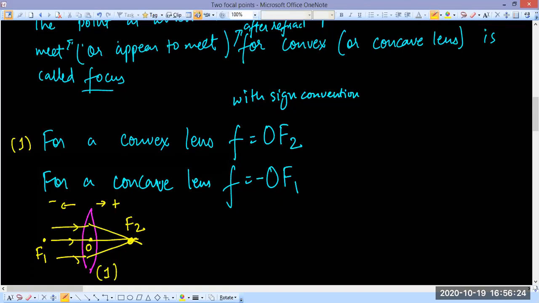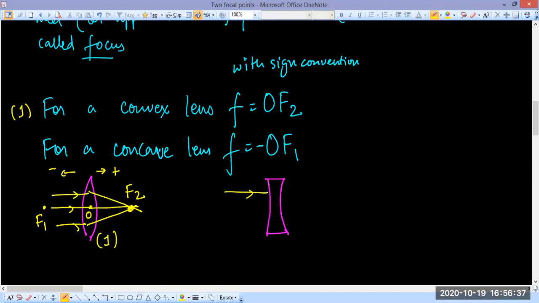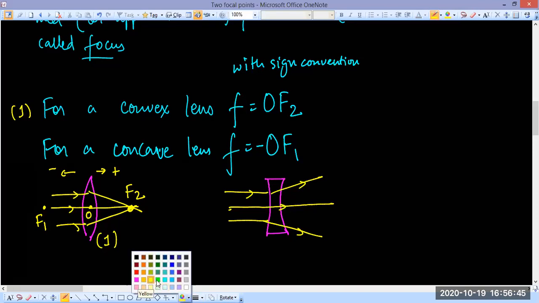Now for the second one, the concave lens. For a concave lens, actually what happens is like this. Where will its focus be? Behind it, at the back. I hope you get what I'm saying. So F1 comes on top, and F2 comes on this side.